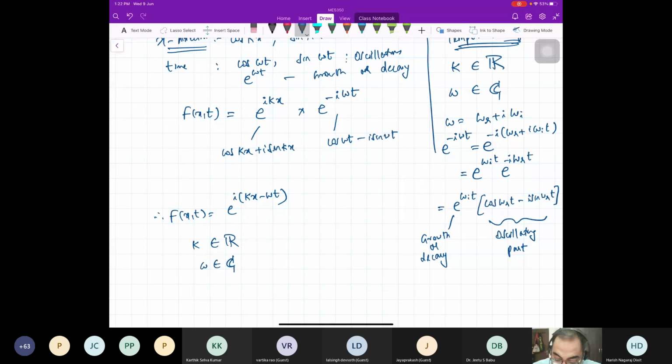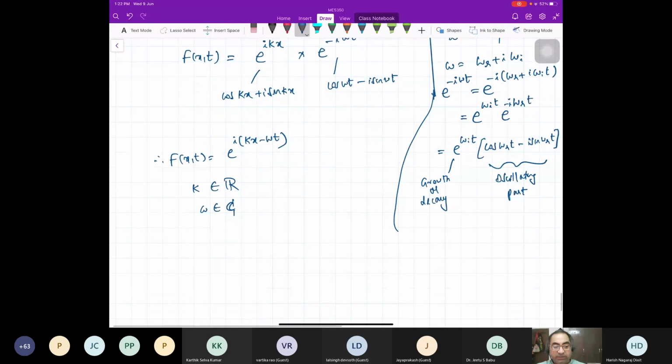You can have other kinds of analysis, also called spatial analysis, where k can be complex and omega is real. You can even have spatio-temporal analysis where omega and k both are complex. Okay. But for now, we will just keep k to be real.